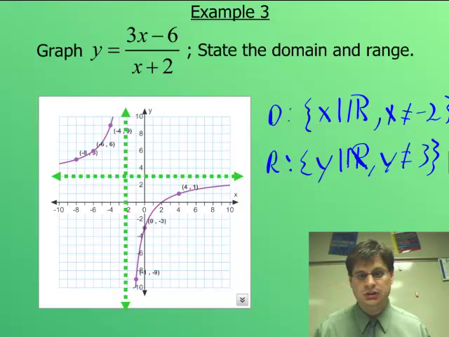So we plot our points, got our domain and range, we're good to go. So that's graphing simple rational functions.